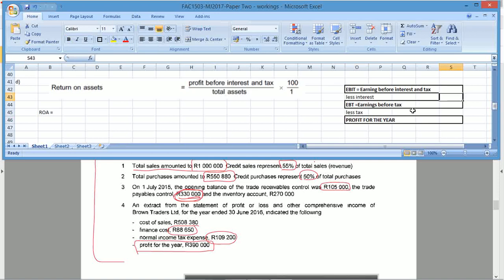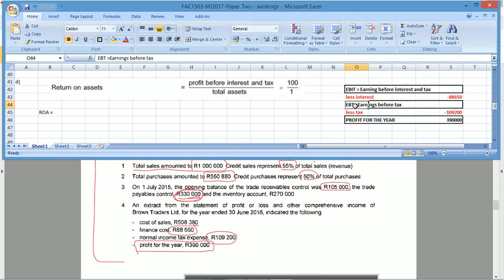It depends what they give you. Okay, so here they gave you profit for the year, which is this, 390,000. They gave you normal tax of minus 109,200, which you less. And they also gave you the interest, which was 88,650. If I'm going backwards, starting at the bottom, the amounts are going to get bigger, because every time you subtract, you subtract, you subtract. So going backwards, you're going to add, add, add.